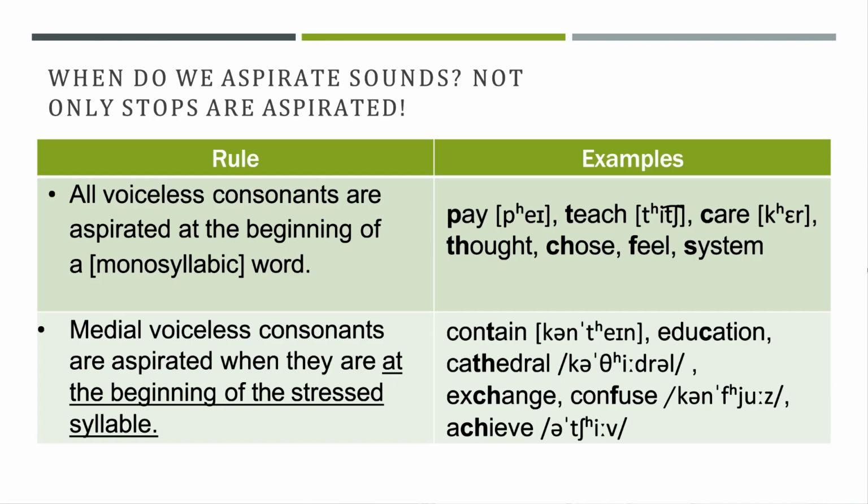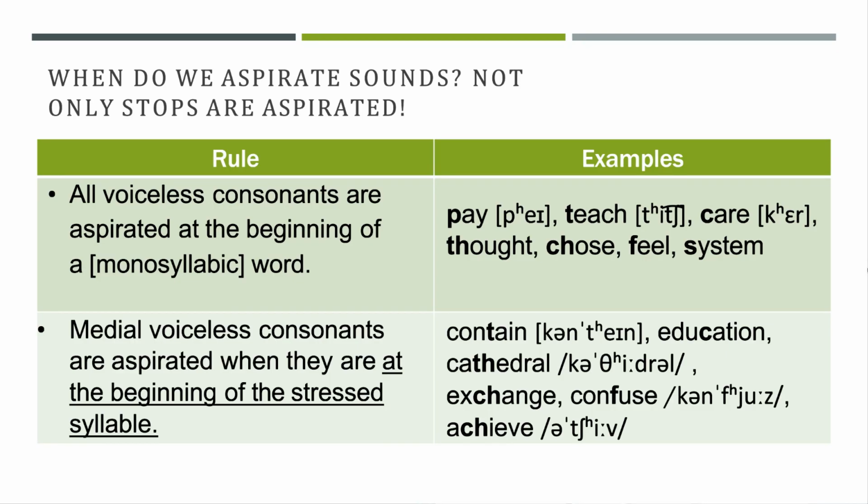And so, the rule that we have in the course booklet, a little bit modified, is the first one that you can see in this slide. All voiceless consonants are aspirated at the beginning of a monosyllabic word. For example, the initial sounds in the words pay, teach, care, thought, chose, feel, and system.